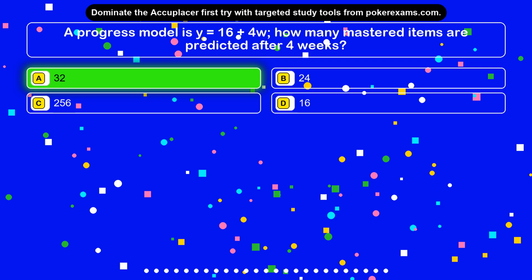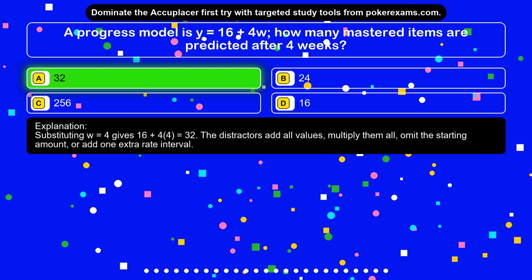The correct answer is option A, 32. Substituting w equals 4 gives 16 plus 4 times 4 equals 32. The distractors add all values, multiply them all, omit the starting amount, or add one extra rate interval.